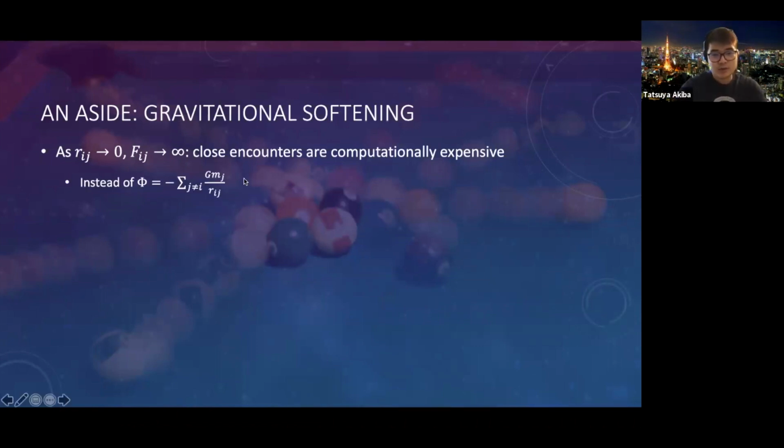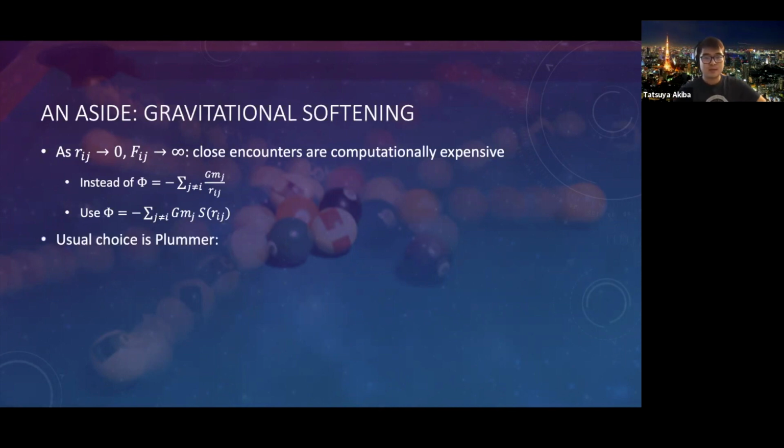So here is what the potential usually looks like, right? For each of the particles, we have something like GM over r, which of course goes to infinity as r goes to 0. But instead of doing that, for gravitational softening, we are actually going to add this softening function of r. This softening function of r is, of course, not physical, but it makes the computation less expensive. And so we usually try to pick a clever softening function that doesn't deviate too much from the real physics. The usual choice is the Plummer potential.